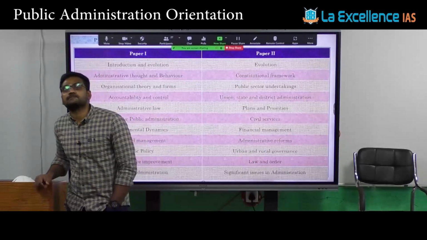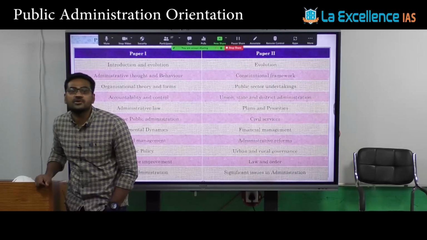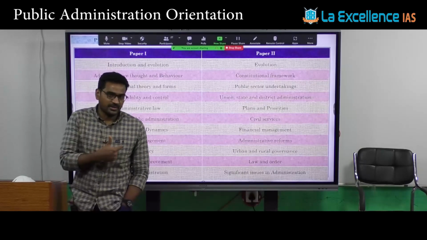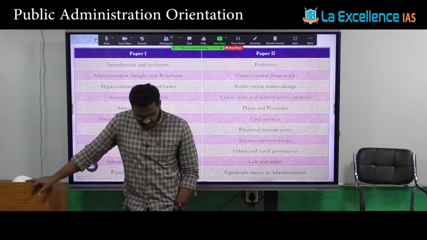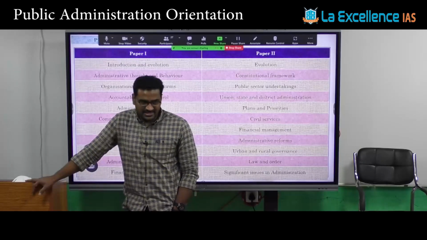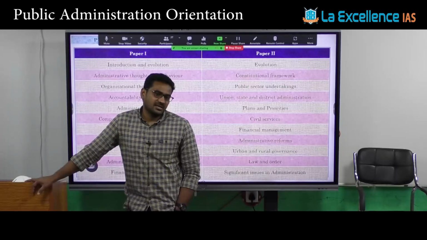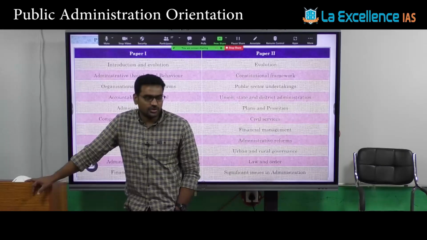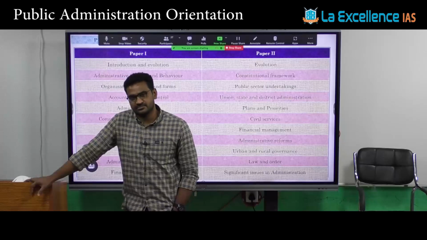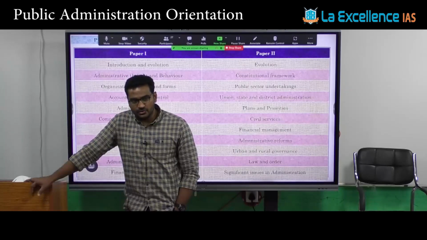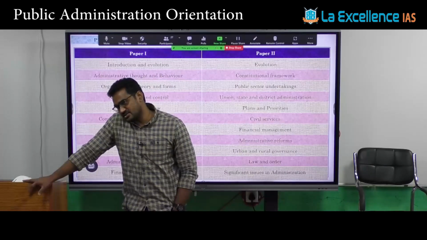Yeah. In this optional, do we need to remember more data regarding current affairs? Which one? This one. Public administration. When we are writing the answer, I said this before, and I'm saying it with full confidence: this optional is one of those where there is no need to mug up any data. If you know the essence or the concept of it, you can write an answer.